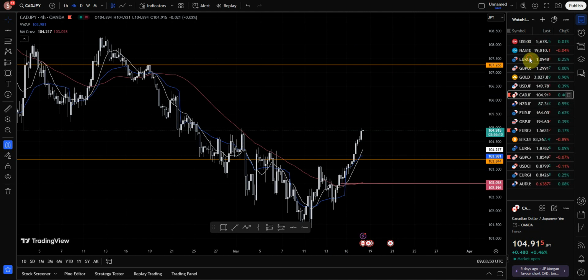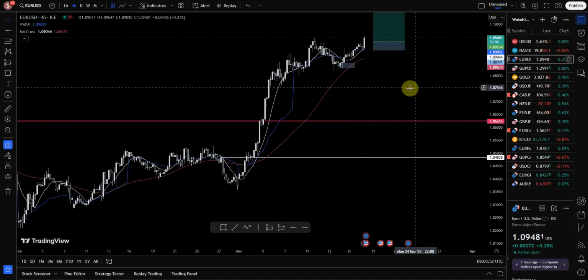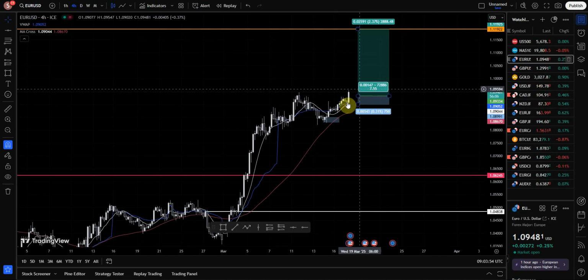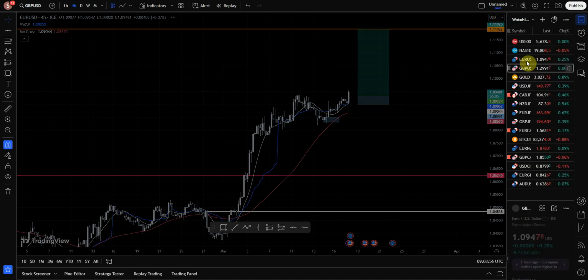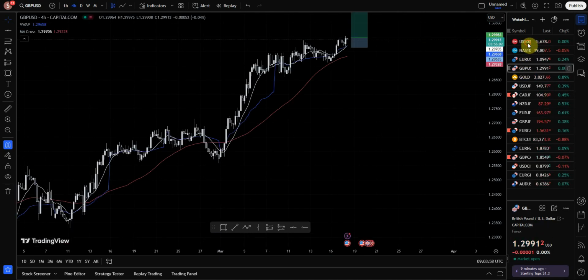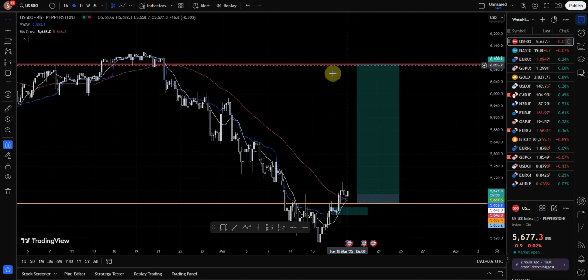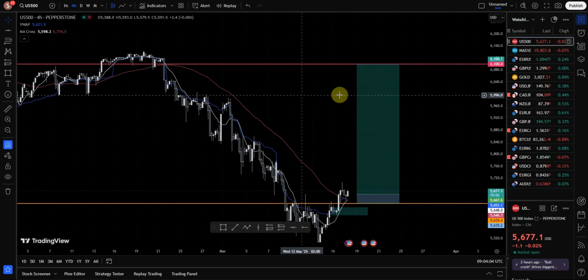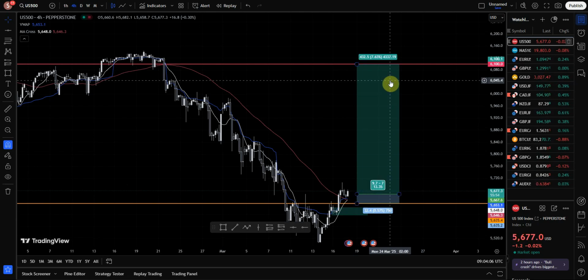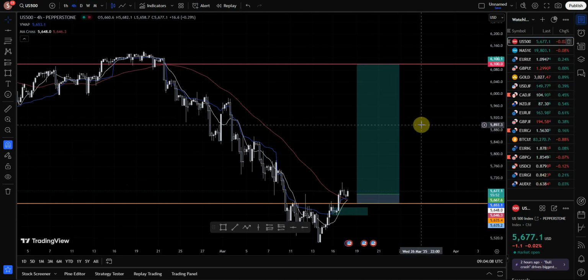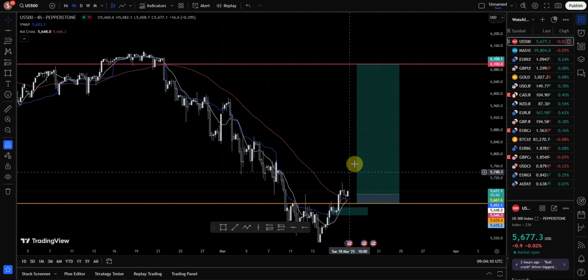I think I have a buy position on EUR/USD. I have a buy position here, the same thing on GBP and S&P 500. I also have a buy position here. That's my target. Even though this one is going to take longer, I'm going to hold it because I'm convinced about this.